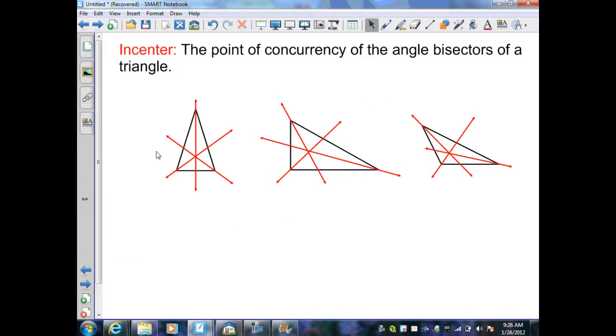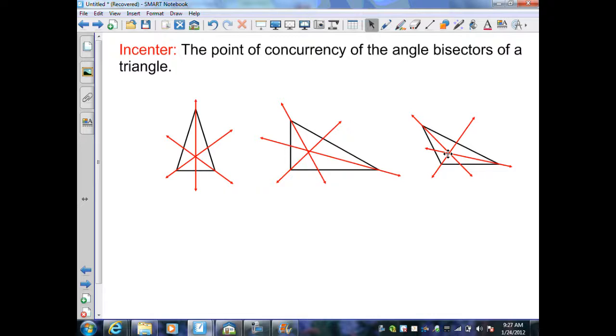The point of concurrency of the angle bisectors of a triangle is called the incenter. In an acute triangle, the incenter occurs in the interior of the triangle. In a right triangle, the incenter occurs in the interior of the right triangle. And in an obtuse triangle, the incenter occurs in the interior of the triangle.